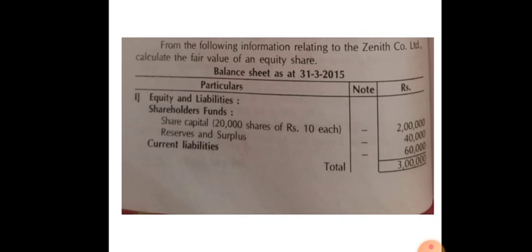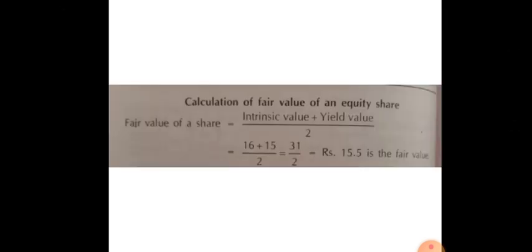Under equity and liabilities, the total is 3 lakh. There are 20,000 shares, and each share price is rupees 10, so the total is 2 lakh rupees. Reserves and surplus are 40,000, and the current liability is 60,000. On the assets side, tangible fixed assets are 2 lakh and current assets are 1 lakh. The total is 3 lakh.